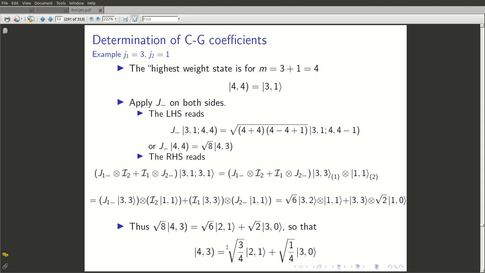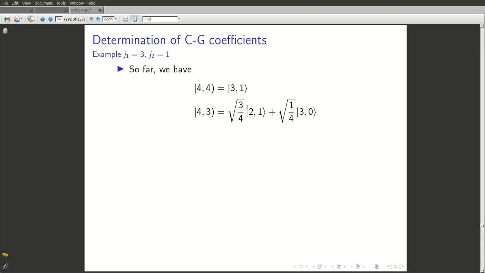So what are the Clebsch-Gordan coefficients? There are two Clebsch-Gordan coefficients here. One is ⟨2 1|4 3⟩, which is root 3 by 4. The other is ⟨3 0|4 3⟩, that's root 1 by 4. So two non-zero Clebsch-Gordan coefficients that we have found at this level. We of course had already found one Clebsch-Gordan coefficient here, which was simply 1. Okay, so these are the two things we have.